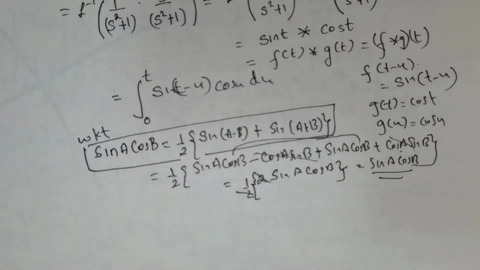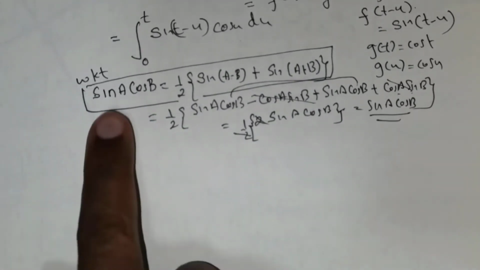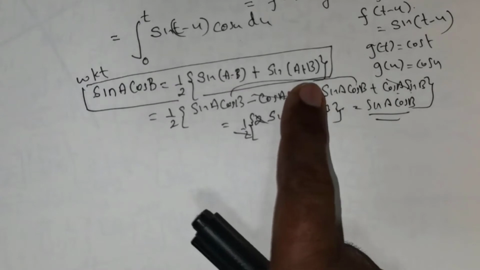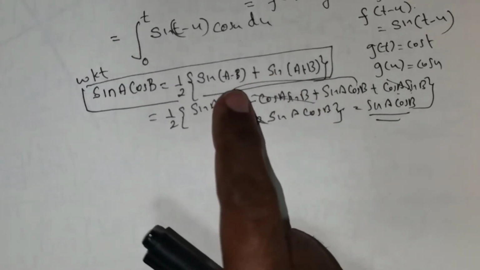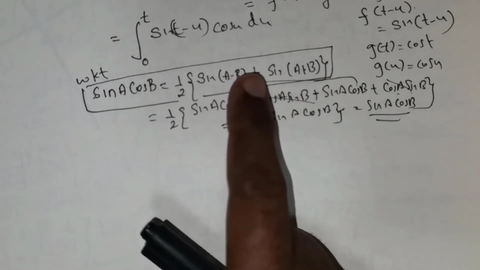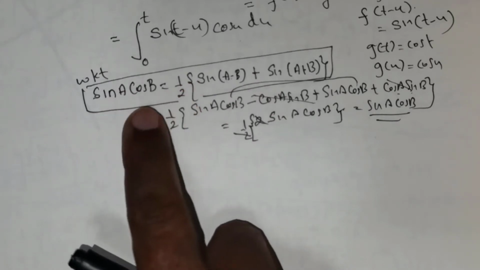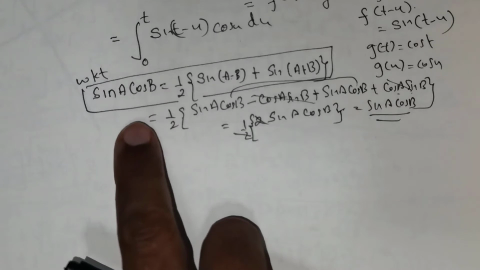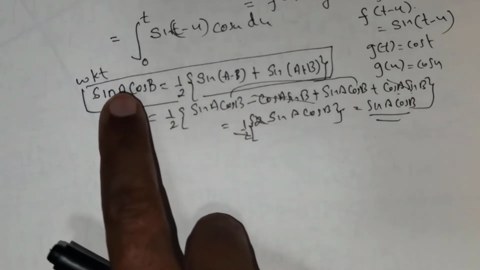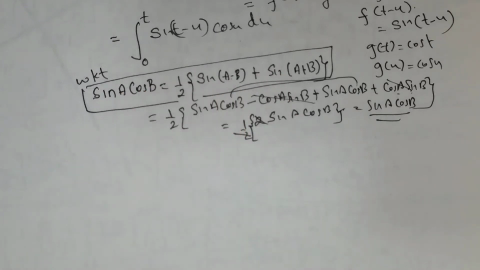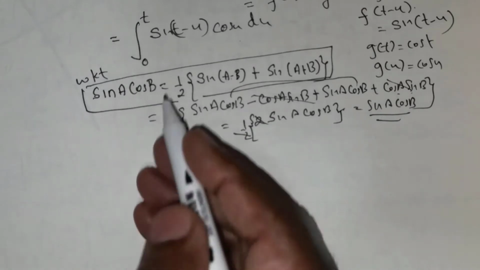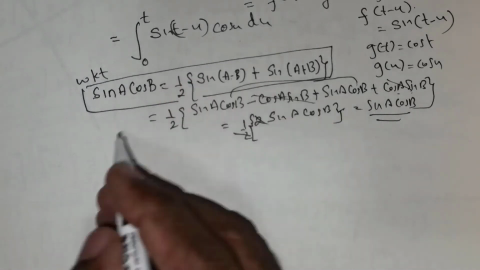So what exactly are we doing? We're connecting a product with a sum. Now why is it important? Specifically in integration, whenever you have trigonometric functions or exponential functions, one of the easiest ways to solve them is to convert the product form into sum form. It is as simple as that. Now we have got sin of (t minus u) times cos of u.